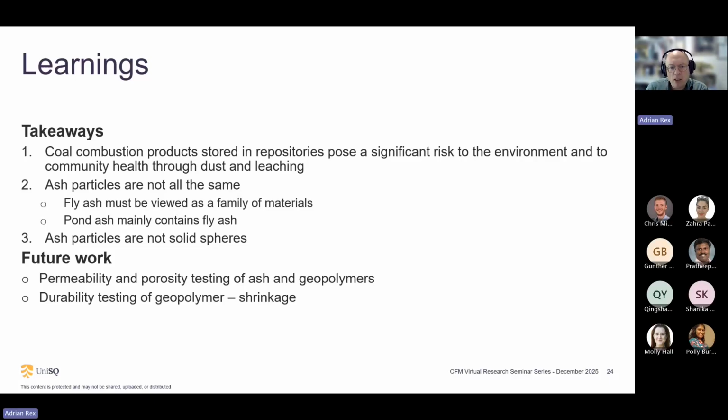So the current work, future work I'm working on, is the permeability. As we said, this sealant must be impermeable. So again, we've got a permeameter built and it is under testing, looking at the porosity of the geopolymers and looking at the durability testing of geopolymer.